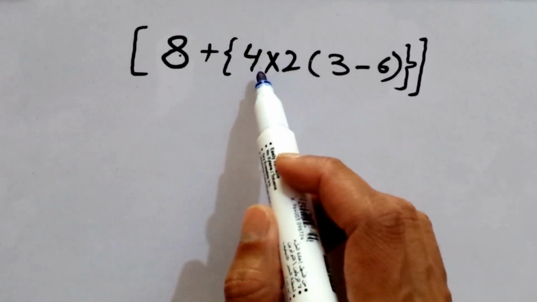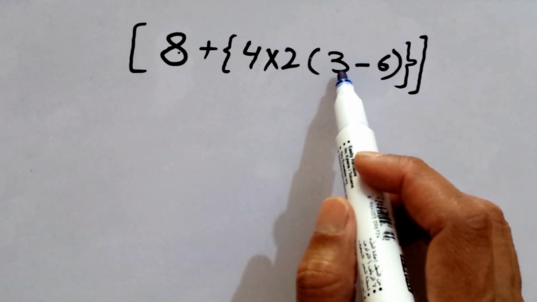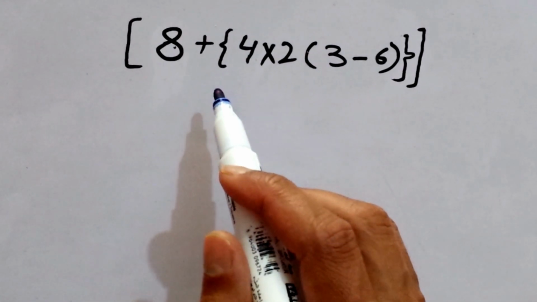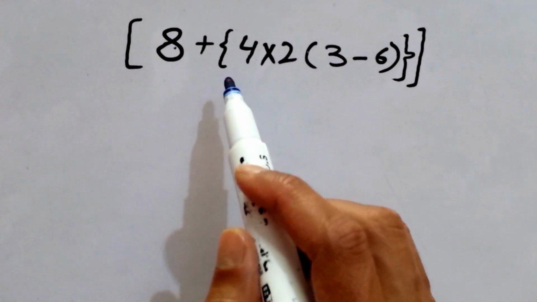We have 8 plus 4 times (2 and 3 minus 6). This is a very interesting question. Only 1% get this right.